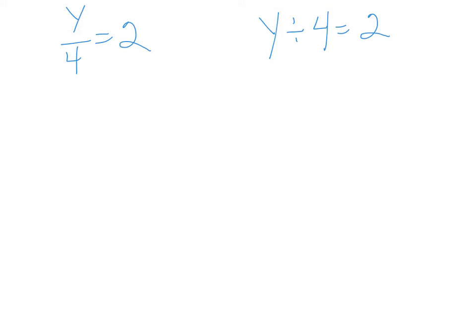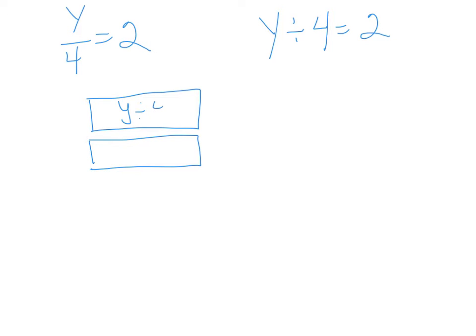Let's take a look and see what this would look like as a tape diagram. First, we're going to draw two tapes, one representing each side of the equal sign. And again, the tapes are the same size because both sides of the equal sign represent the same value. One side is y divided by 4. And again, you can write it horizontally or vertically, whichever way floats your boat. And it equals 2.